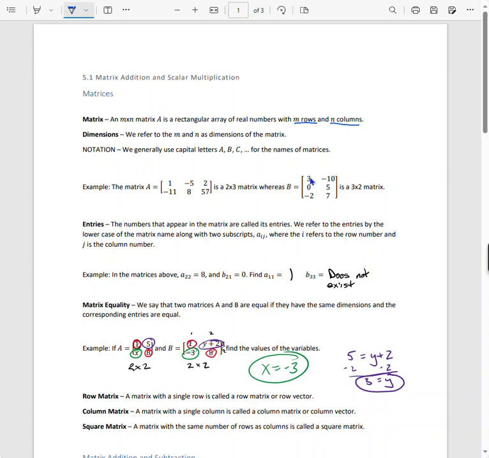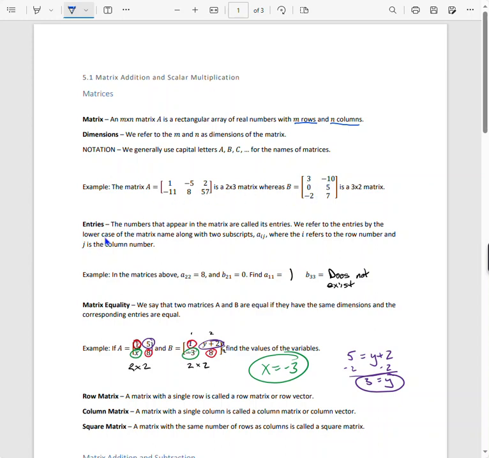The matrix B, on the other hand, is still a rectangular array enclosed by our matrix notation. First row, 3, -10. Second row, 0, 5. Third row, -2, 7. So it has 3 rows and only 2 columns, a 3 by 2 matrix. So the dimensions are different, even though they both have 6 entries. It's not all about the total, it's about how they're arranged.